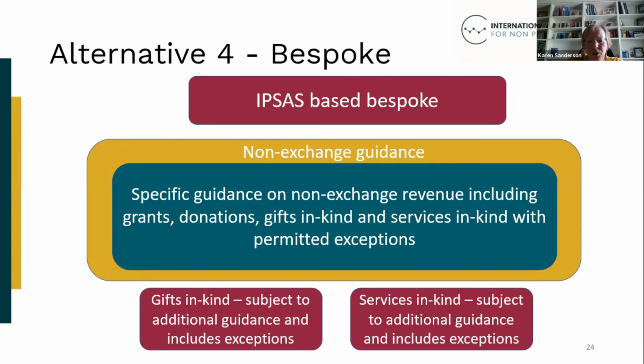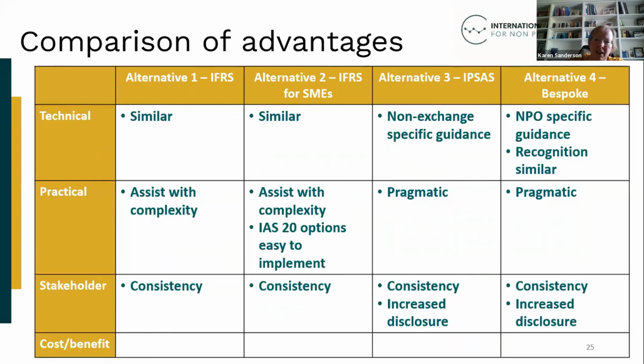So those are the 4 alternatives, and to help us in understanding the implications of these alternatives, in the consultation paper, we've set out advantages and disadvantages for each of these alternatives, and we've looked at them through 4 different lenses. We've looked at them through a technical lens, a practical lens, a stakeholder lens, and cost benefit. And what I've done here is seek to summarize the relative advantages of the alternatives that are there.